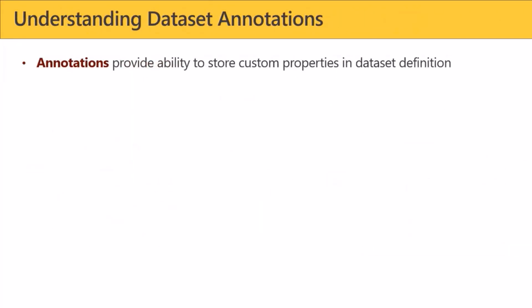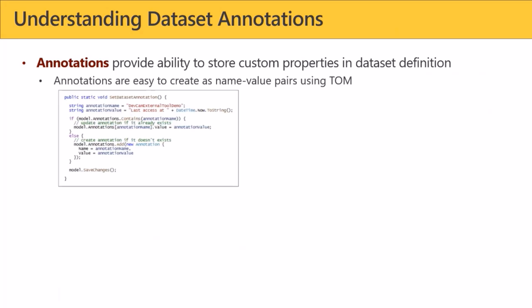Okay, annotations are something that's supported in Power BI datasets, came from Analysis Services, but they're really just a very simple way to take anything, whether it's the model or a table or a column, and mark it with a custom attribute. So let's look at an example piece of code. So an annotation is just a name value pair. So mine is called debcam. Looks like I missed the P there. Debcam external tool demo last access at.